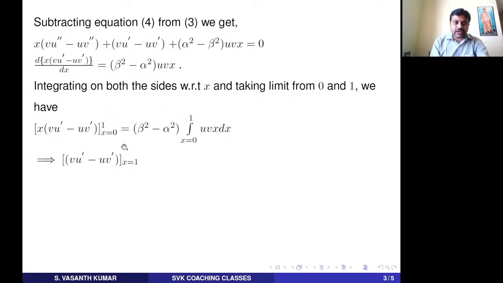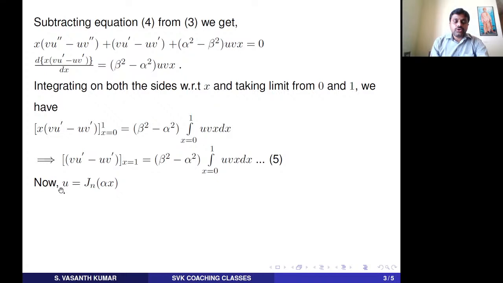Since you know that u and v are functions of x, u is defined as Jn(αx) and v is defined as Jn(βx). So that is equal to (β² − α²) times the integral from 0 to 1 of x u v dx. I'm going to name this as equation 5.